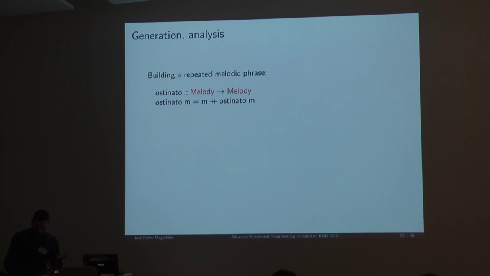Other things you can do. Haskell is a lazy language, so values are only evaluated when there is a demand for it. There's a need to evaluate something. So you can have infinite values. An ostinato is a repeated melody with no end. And here we do that by just taking a melody and then concatenating it to an ostinato on that melody. So if you expand ostinato m to be m plus plus, you're just going to get an infinite sequence of m plus plus m plus plus m.